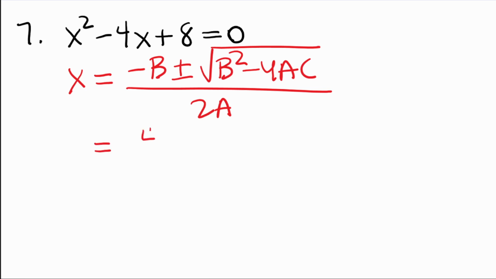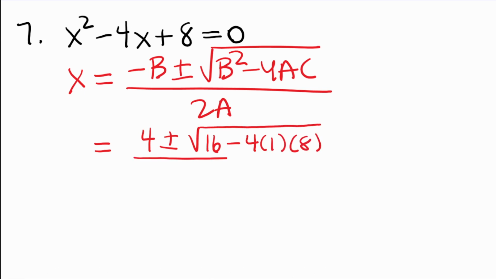So negative b is positive 4 plus or minus the square root of b squared, which is 16, minus 4 times 1 times 8. So I'm taking 16 minus 32. That is divided by 2. That's the square root of a negative number. We say no real solution.